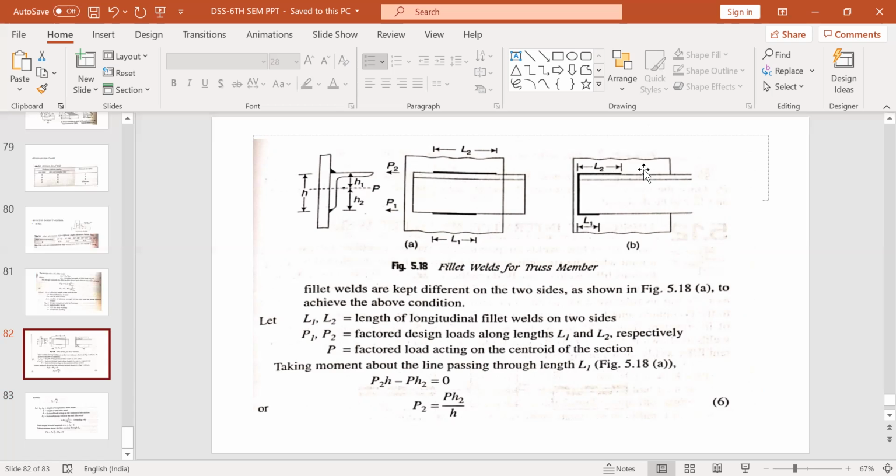So now this completes our welding portion. In the next class, we'll take up some design problems, some numerical problems, and understand the design criteria and design aspects more deeply while solving them. That way our welding portion will be done, so 3 units will be done. After that, we'll move to tension members.